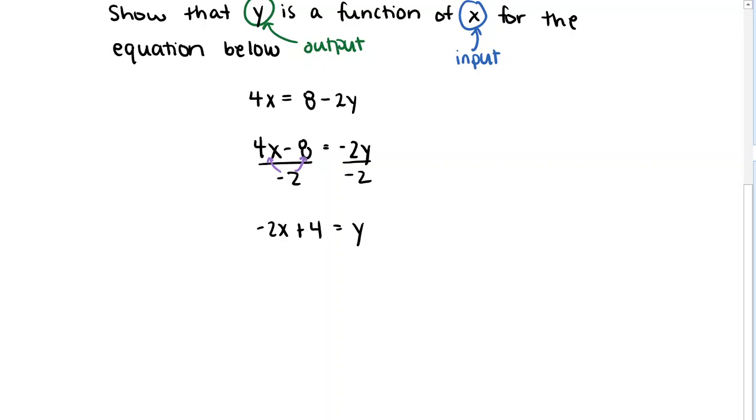And so this does it. We've got y completely isolated, and whatever input we plug in for x, we multiply that by -2, add 4, and that's going to be the output. It's completely determined. There's no opportunity for us to decide a second output possible for that input. And so here, this is indeed a function. Y is a function of x.